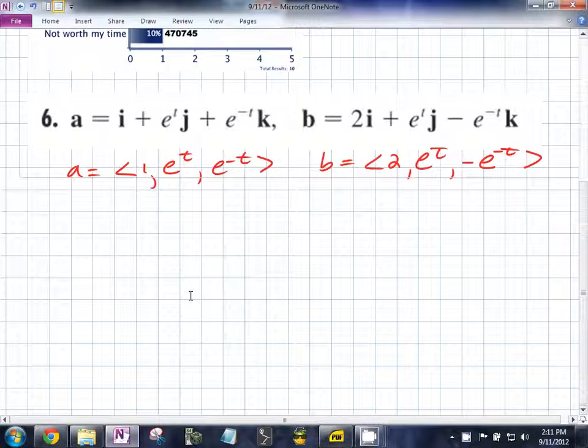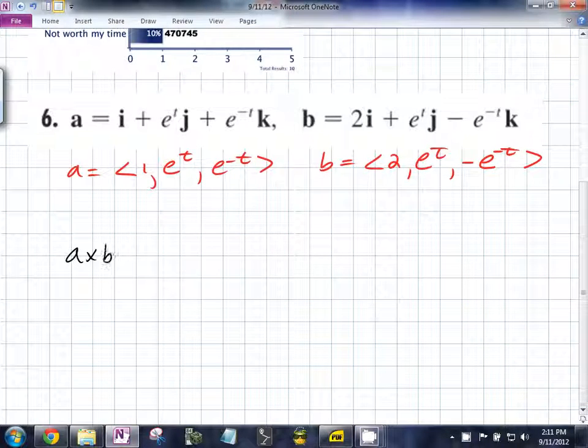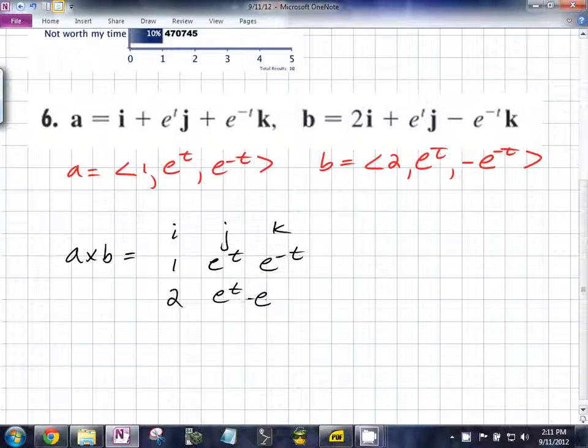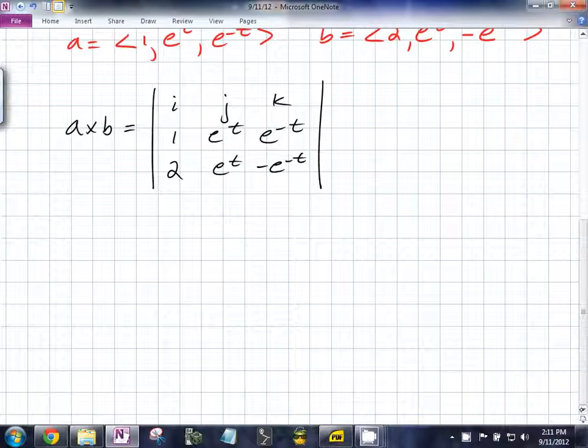So how do you set this up? You know that the cross product of these two vectors is going to be, remember, i, j, k, 1, e to the t, e to the negative t, and 2 e to the t, negative e to the negative t. It's a lot of busy work, yes, I know. So it's the determinant of that matrix right there, or partial determinant.